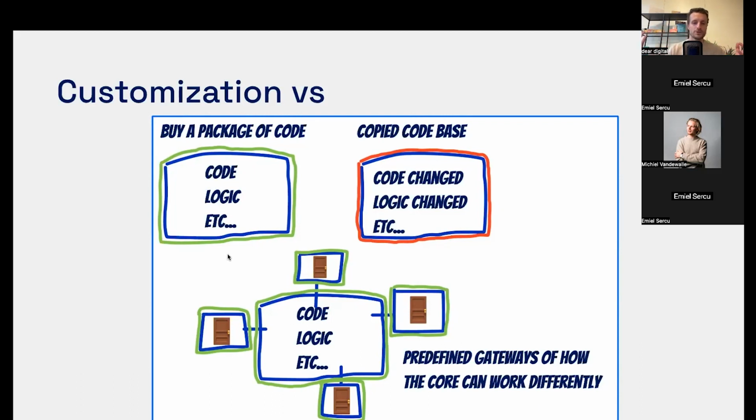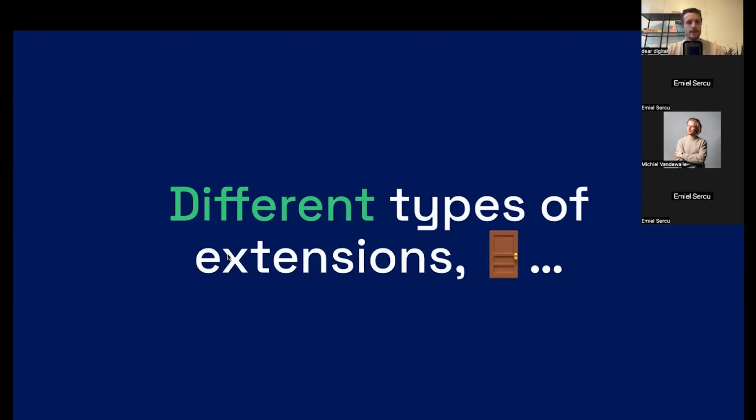So the little doors you have there are the things that we are going to discuss today. Those are APIs with which you can extend the still updatable checkout that Shopify provides you with. And these are the doors. So the doors, the gateways into that updatable checkout, is what we are going to discuss today. So what are the different types of extensions?